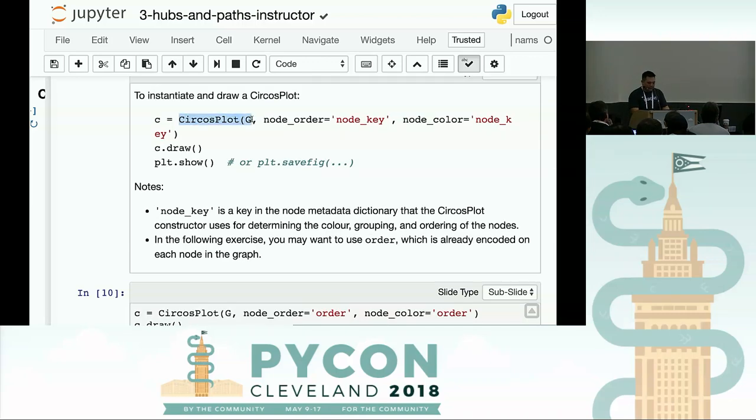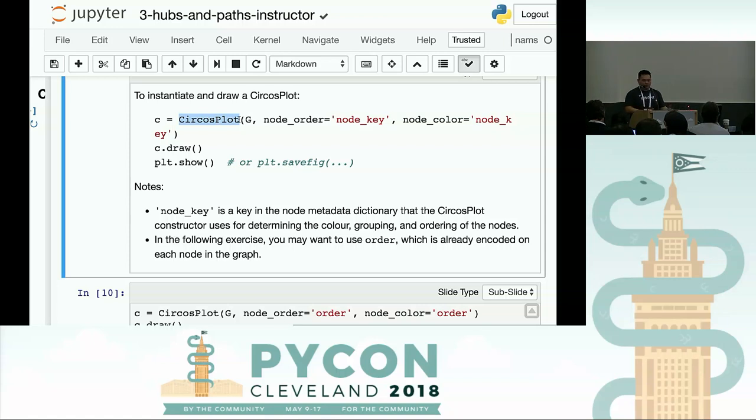You basically instantiate a particular type of plot that you're interested in, the matrix plot, the circles plot, the arc plot, for example, pass in the graph, and then declare, I would like my nodes ordered by some key. And then declare, I would like my nodes colored by some other key. And then under the hood, we have some heuristics that figure out the best coloring scheme, the right positioning of the nodes, et cetera. Okay?